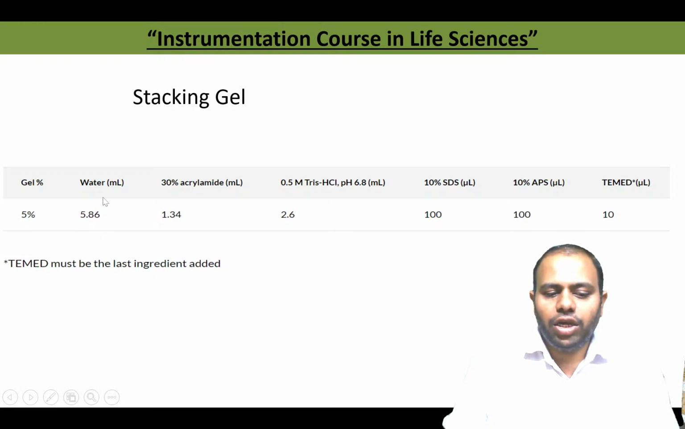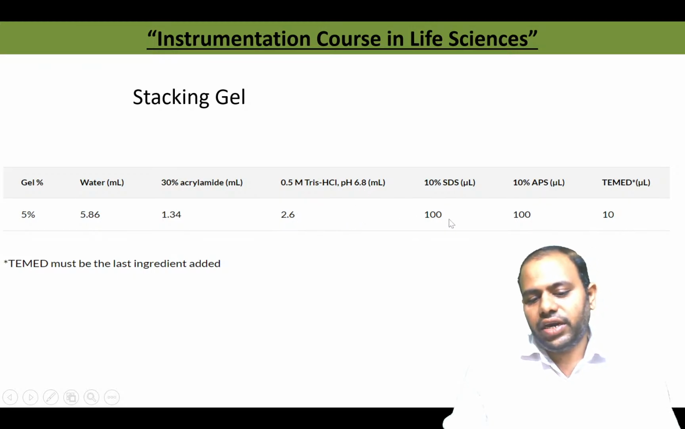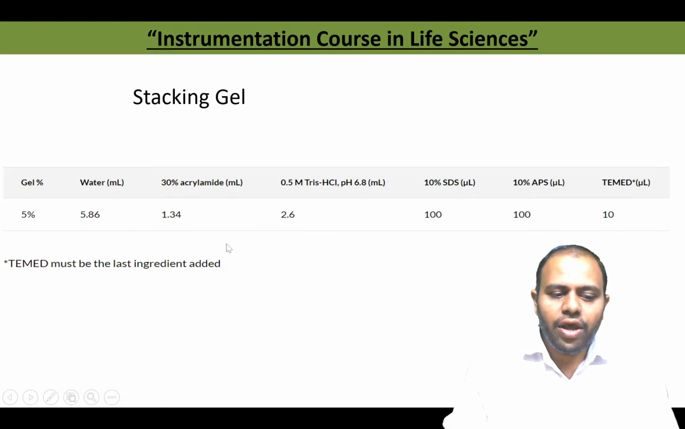Take 5.86 ml water, then 30% acrylamide, you have to take 1.34 ml, and then 0.5 molar Tris-HCl, that is pH 6.8 solution, 2.6 ml, 10% SDS solution 100 microliter, and then APS 10% 100 microliter, and 10 microliter TEMED. Okay, so this will give you a gel of about 10 ml. 8 to 10 ml gel you will get from here.